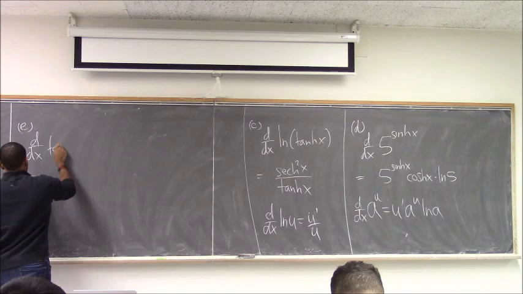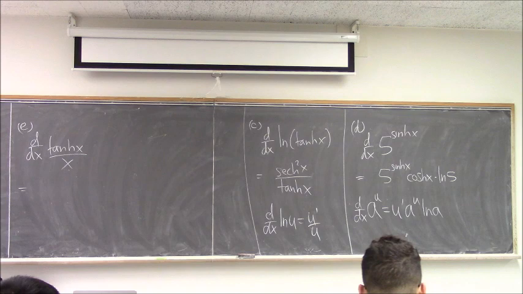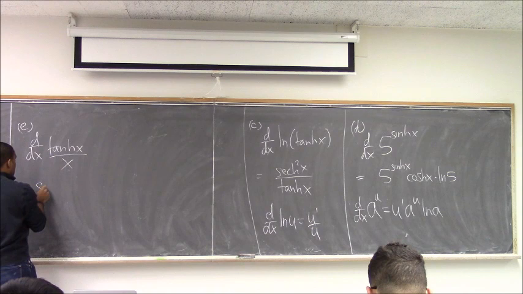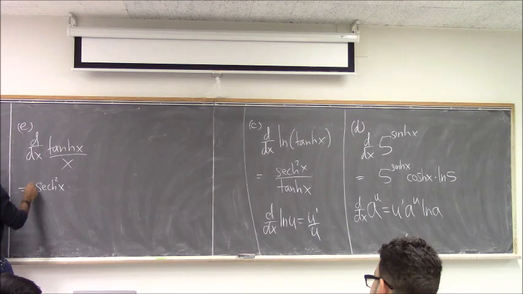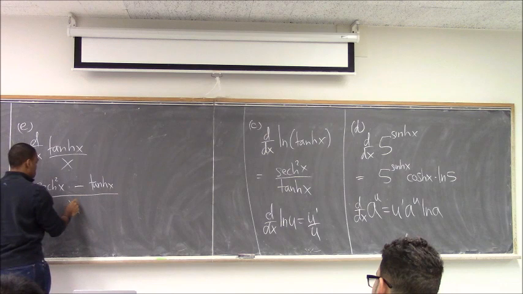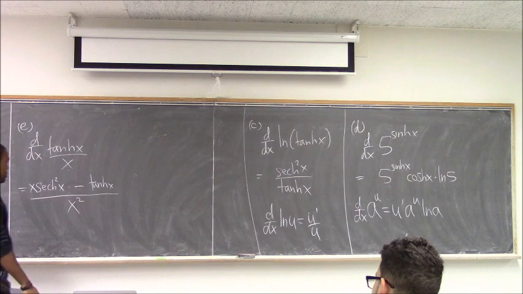How do we do this one? Yeah. Hyperbolic secant squared of x times x minus tanh of x over x squared. It's nice to put the x in front. And what rule did you use? The quotient rule. Quotient rule, right? The bottom times the derivative of the top minus the top times the derivative of the bottom, over the bottom squared. F.